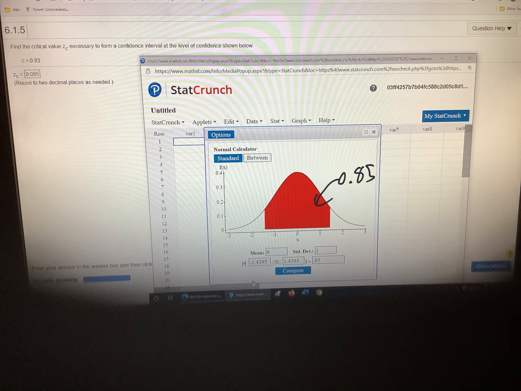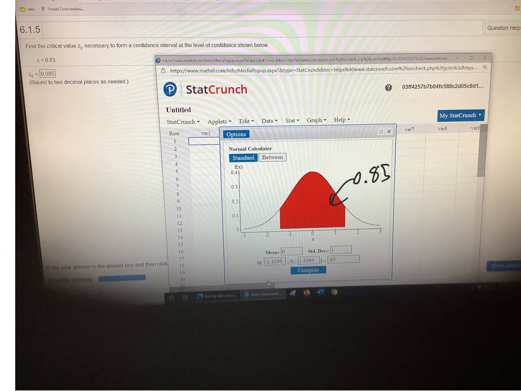Saw your question in the email. You want to find the critical value z sub c necessary to find the confidence interval about the level shown below. We're looking at c equal 0.83, and you want to find it.